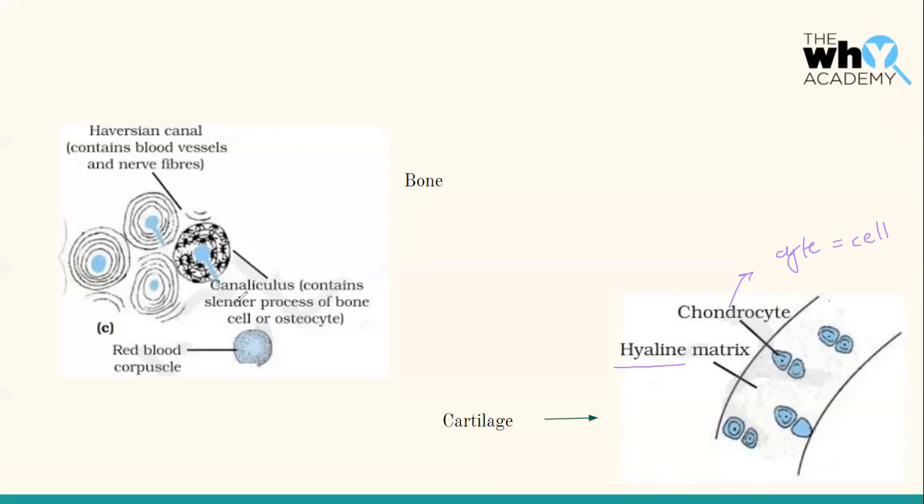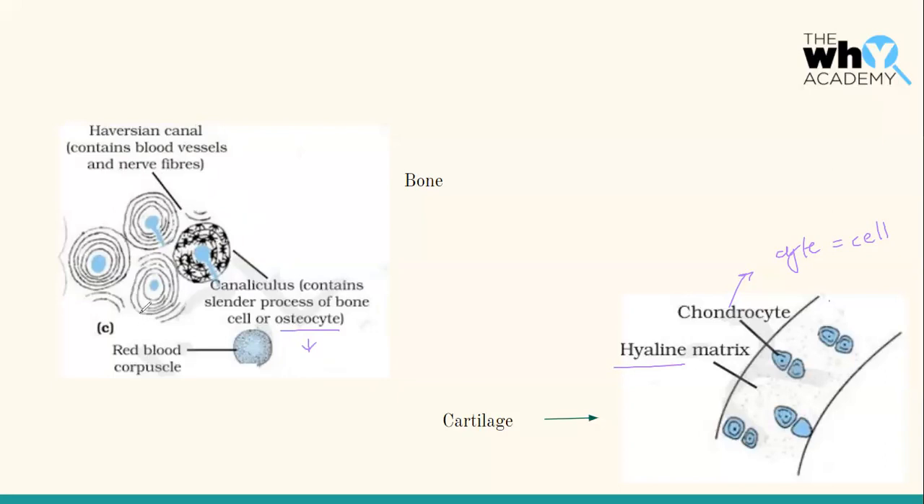And versus bone, here they are trying to show you that this is a canaliculus, which is a slender process of a bone cell or osteocyte. Cyte, like I said, is a cell. If you continue to pursue biology, you will come across this term a lot. Osteo refers to bone. There is this disease which people over 40-50 start getting if their calcium intake is low, called osteoporosis, where their bones start getting brittle, right? So osteo refers to anything called bones, right? And again, the Haversian canal contains blood vessels and nerve fibers.